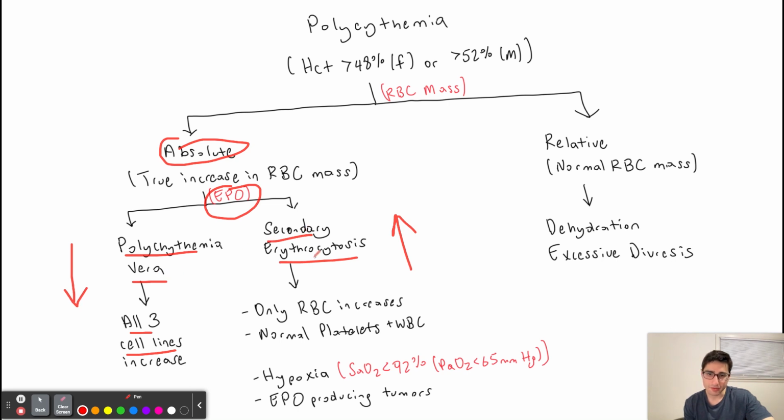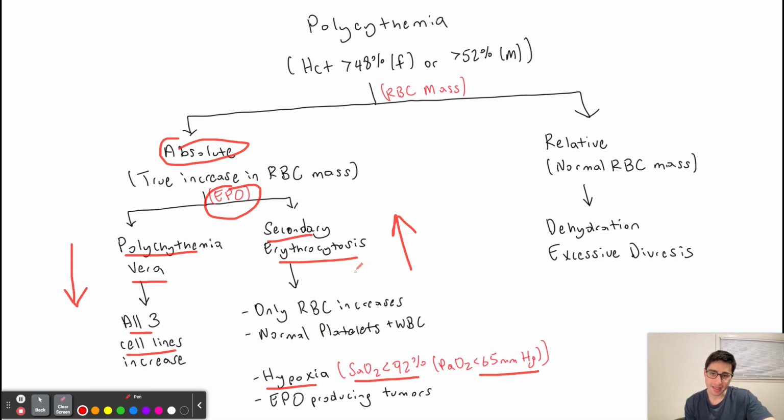In secondary erythrocytosis, this is most commonly going to be caused by hypoxia. So if the oxygen saturation is less than 92%, and if the partial pressure of oxygen is less than 65 millimeters mercury, then we can have polycythemia from secondary erythrocytosis. Remember, in the question stem, our patient's partial pressure of oxygen was 73, so this is not going to be a case of secondary erythrocytosis with her.